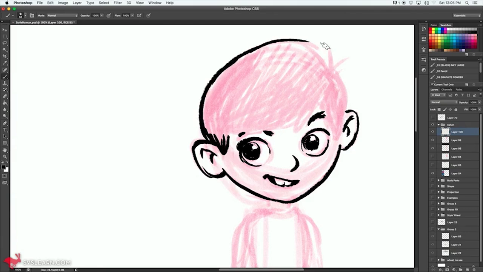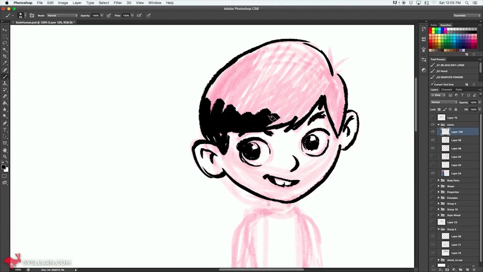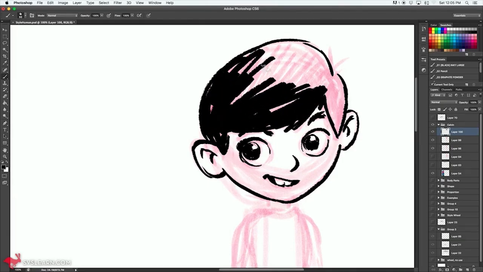What happens when you do no line? What happens when you do no line, but then realistic lighting to it? What happens when you do line with realistic lighting? Figure those things out and see what you like and see what works for what you're doing.